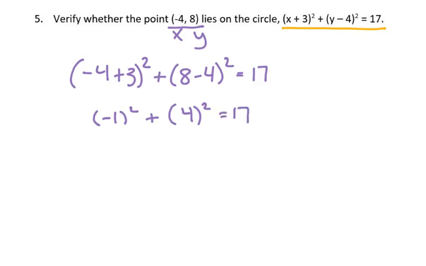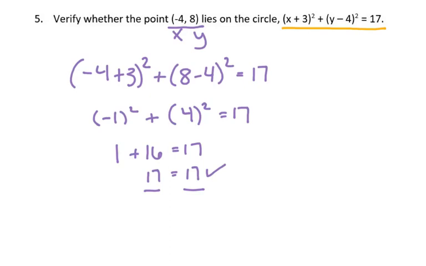Now watch your sign here, especially if you're entering this into your calculator. A -1 squared does not equal a -1. A -1 squared is equal to a +1. Plus 16 is equal to 17. Please make sure you always write this last step. This is what shows it actually works. We have our left side equal to our right side, so we know it must be true.